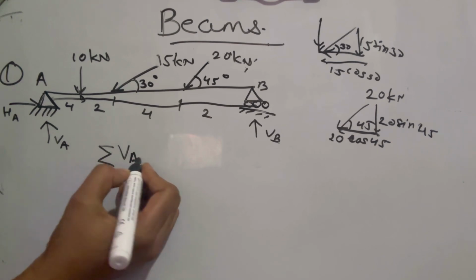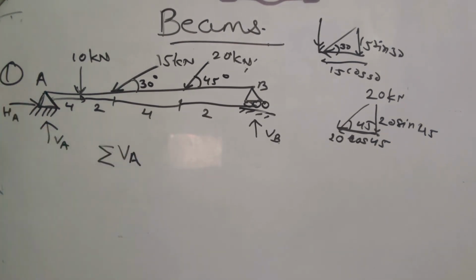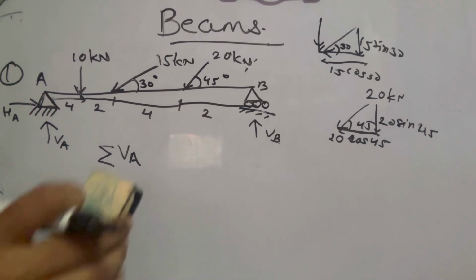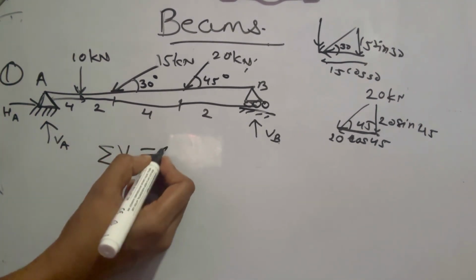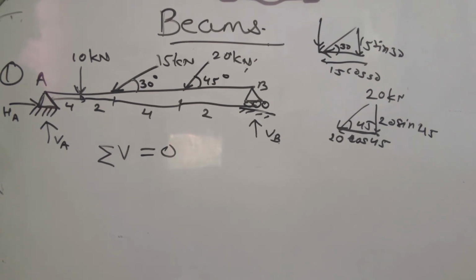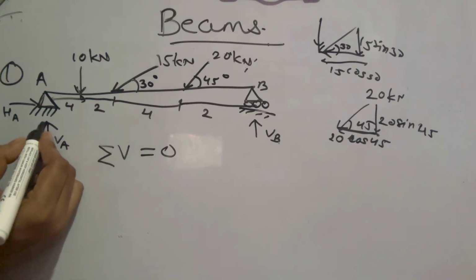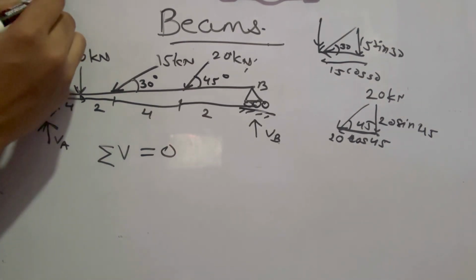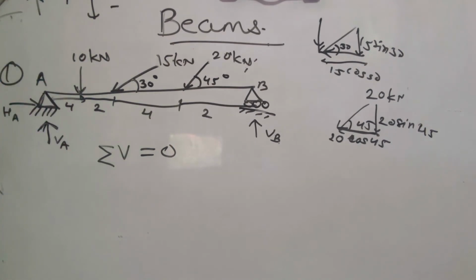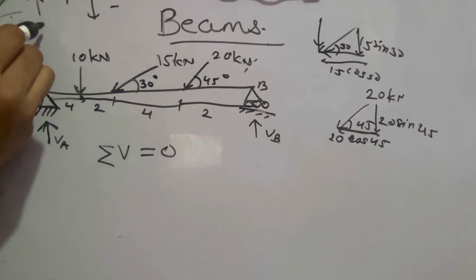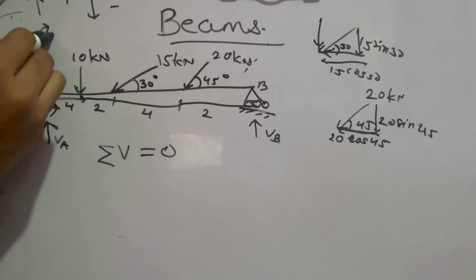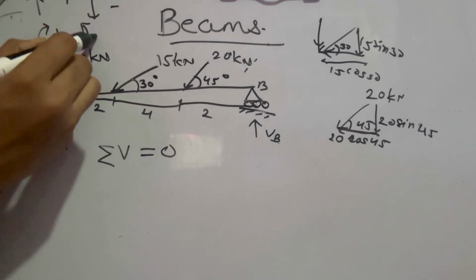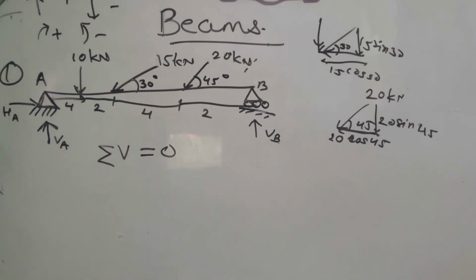Summation of VA... summation of V is equal to 0. So what are the vertical reactions? So vertical we have, and sign convention, look here: upward positive, downward negative. Clockwise positive, anti-clockwise negative. Keep in mind the sign whatever you are using.